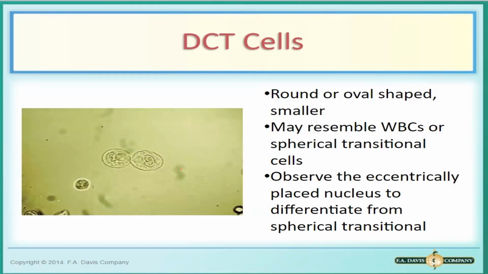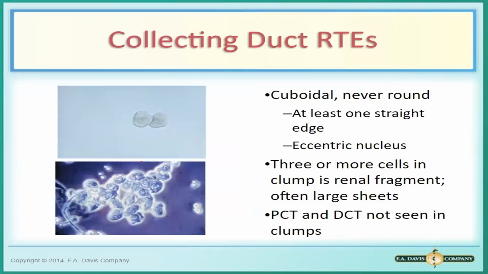Observe the eccentrically placed nucleus. The transitional cell is centrally placed. DCT or RTE from the DCT cell is eccentric nucleus. And lastly, the collecting duct RTEs, it is cuboidal in shape, never round. And eccentric din ang nucleus. Kapag 3 or more cells in clump, it's called renal fragment. So, collecting duct RTEs yung nag-perform ng renal fragments.